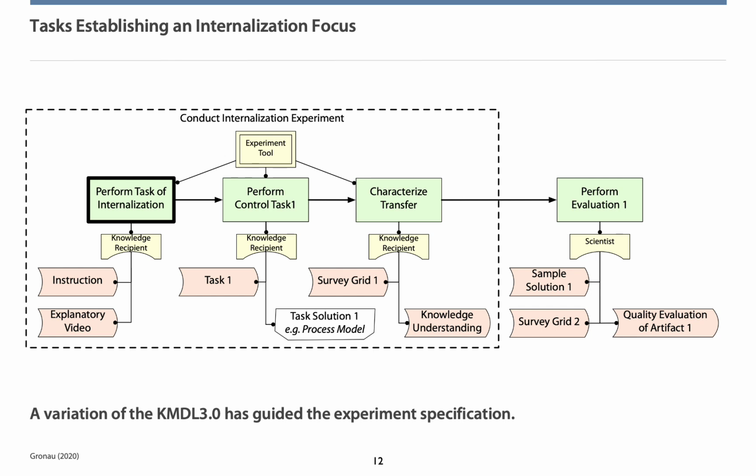The experience of the knowledge recipient about the knowledge transfer will be served as a third task, which is called characterized transfer. A survey grid will be used for the structured data gathering. As an outcome, the knowledge understanding is documented and ready for analysis. Finally, after all internalization experiments have been realized, the test person's outcome can be evaluated. In our case, this refers to the evaluation of the quality of process models constructed.